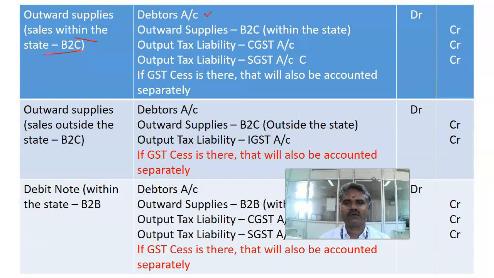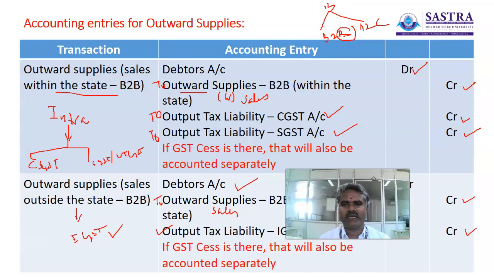Then debtors account debtor, to sales, to output tax liability CGST, to output tax liability SGST. So debtors account debtor, because suppose you collect cash, cash account debtor. Here we assume that it is credit. Why do we debit debtors? They are credit supplies. That's why we mentioned here debtors. Suppose you supply goods to your customer on cash, here you have to write cash.